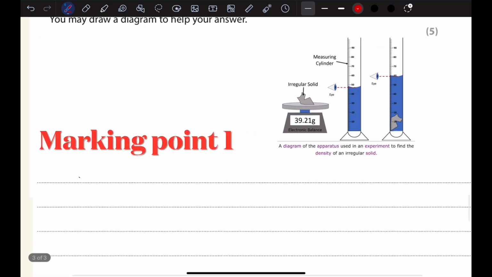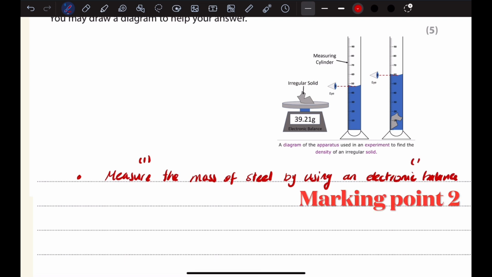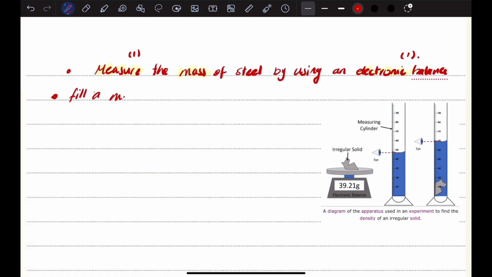So the first point is I want to measure the mass of the steel. I will get 1 mark for this, say by using an electronic balance. Here I deserve another mark for these 2 points. So I already mentioned what I'm going to measure, which is the mass, and the electronic balance, which is the device.